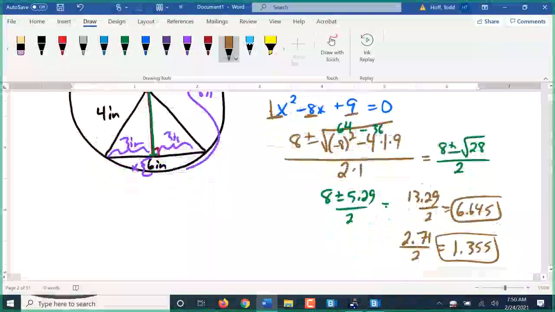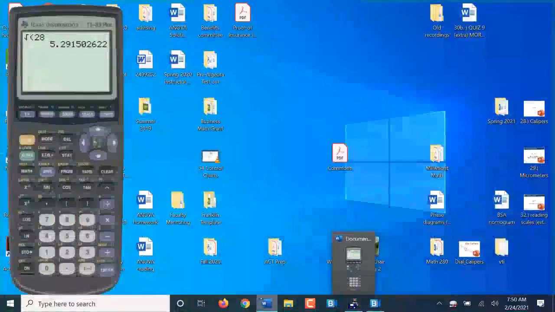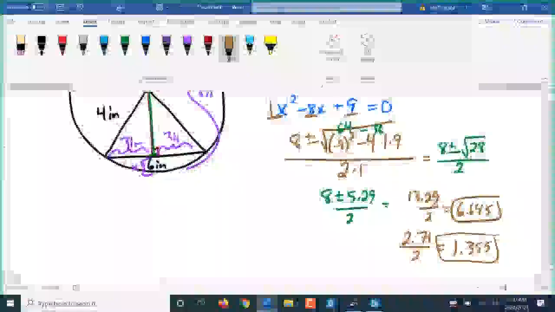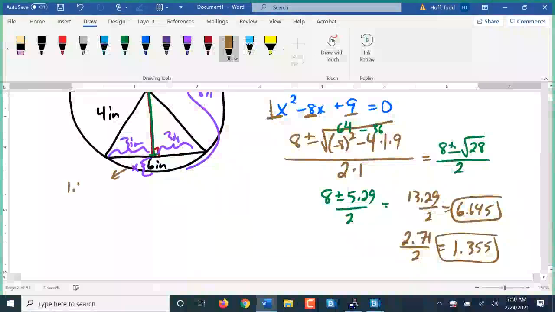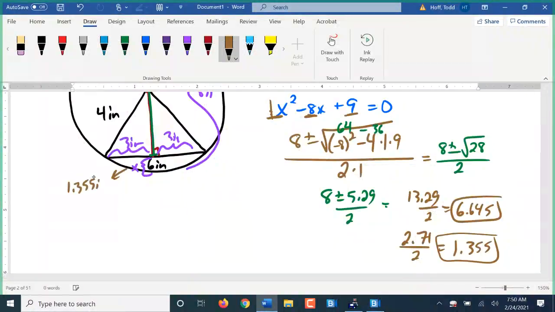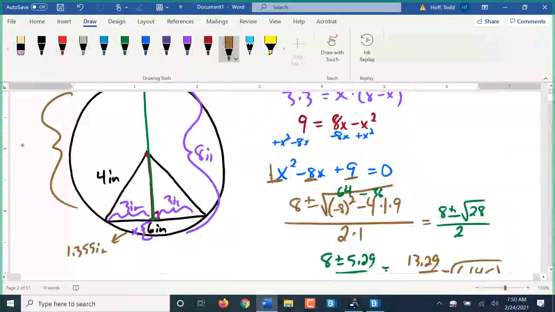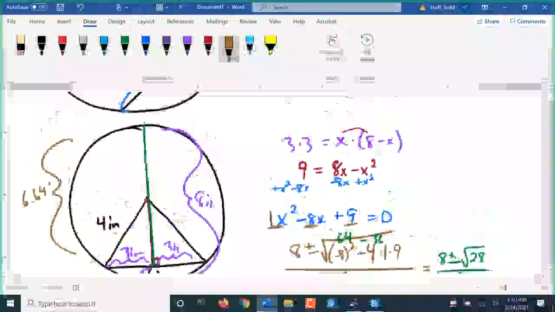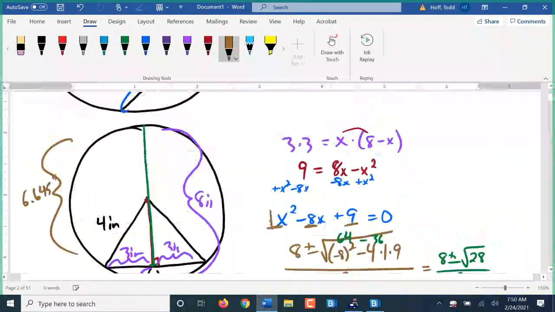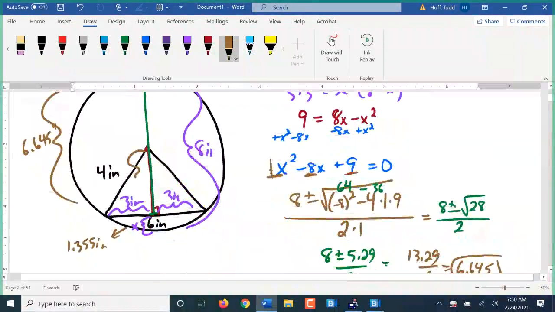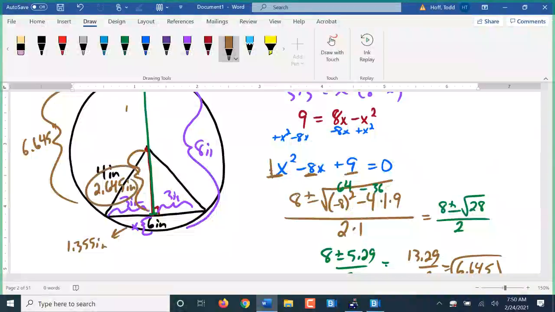Next, that gives us the two pieces. x is the 1.355. This piece up here is the 6.645. Means that this height is 0.645 plus the 4-inch radius.